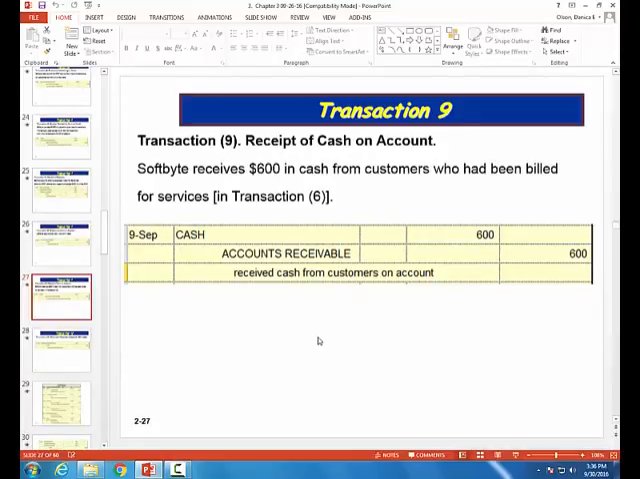In transaction 9, we receive cash from a customer who's already been billed. When the company receives cash, cash increases. To increase cash, we do a debit. The customer who promised to pay us did. Therefore, the accounts receivable is decreasing. To decrease accounts receivable, we do a credit. Our description: received cash from customers on account.